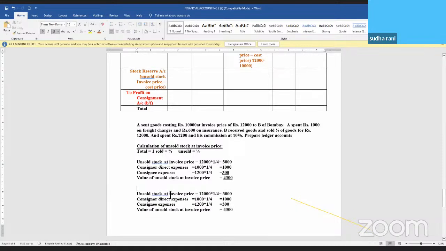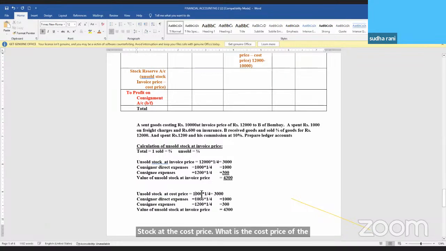Stock at the cost price. What is the cost price of the goods? 10,000. చూడండి నేను ఏమేమి మారుస్తున్నాను, మీరు రేపు చేసేప్పుడు కూడా అంతే. ఇది ఒకటే మారుతుంది, మిగిలినవన్నీ యాజ్ ఇట్ ఈజ్ ఉంటాయి. ఓకేనా.